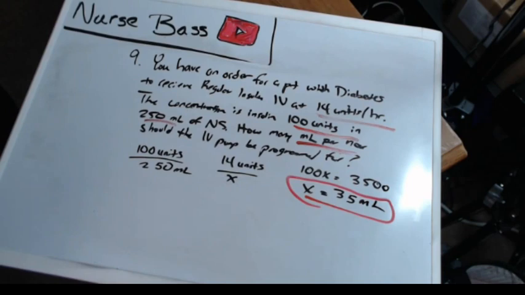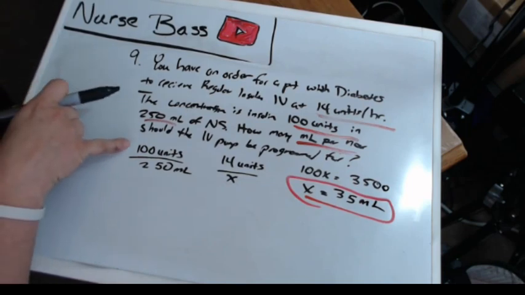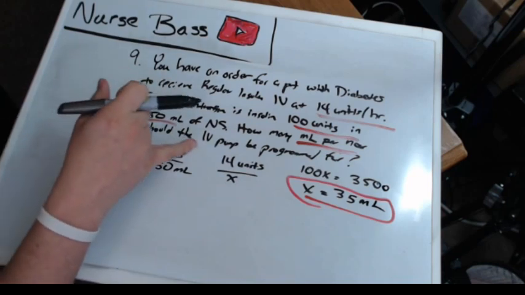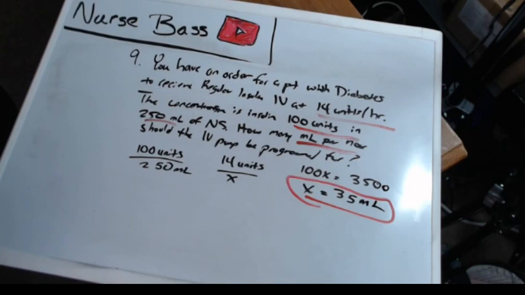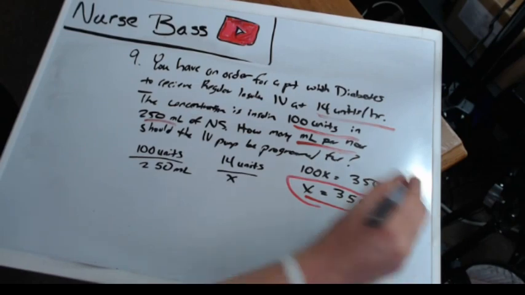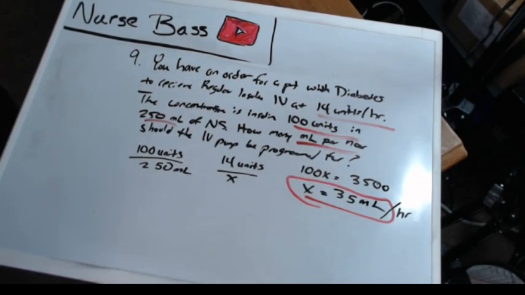Okay? The concentration of insulin sent was 100 units in 250 milliliters. The order was for 14 units per hour. How many mils per hour? And this would be 35 mils per hour. Okay?